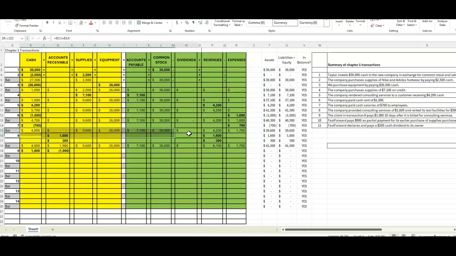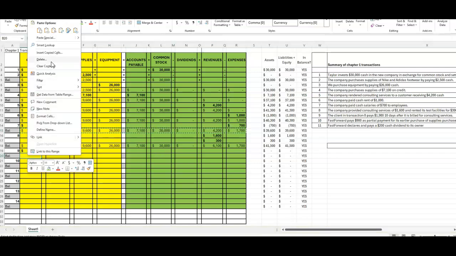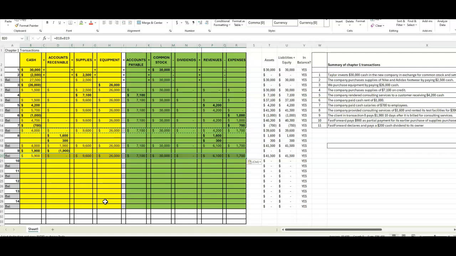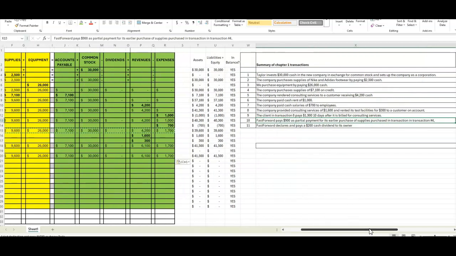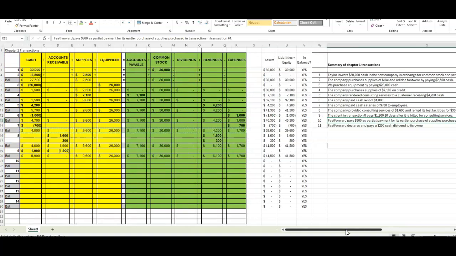We can take our totals again, and we should be in balance again. Didn't change the totals because it went from one asset, accounts receivable, to another asset, cash. Number 10, fast forward, pays, this is us, $900 as a partial payment for the earlier purchase of supplies.